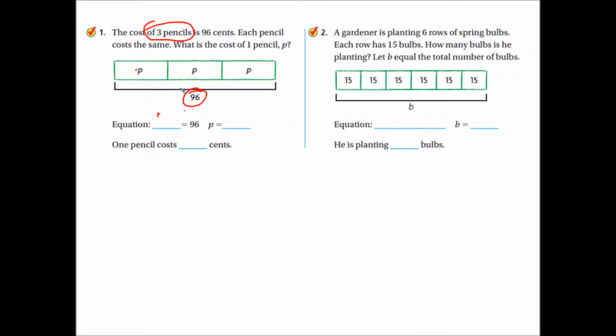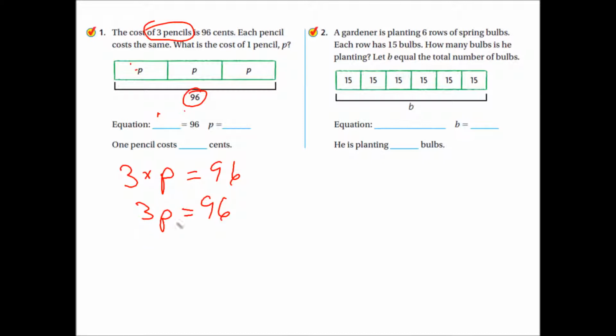So I'm going to say, well, I know that 3 times whatever's in each box equals this whole thing here, which is 96. I like to express it as 3p equals 96. These two are the same thing, but this is a little bit more terse. It's cleaner.